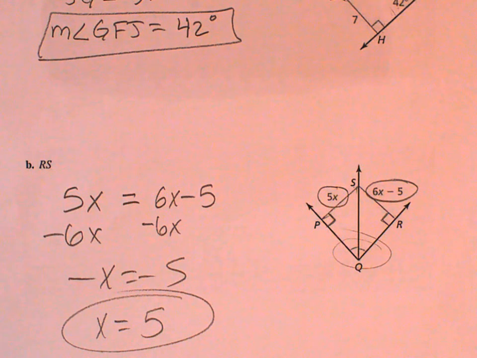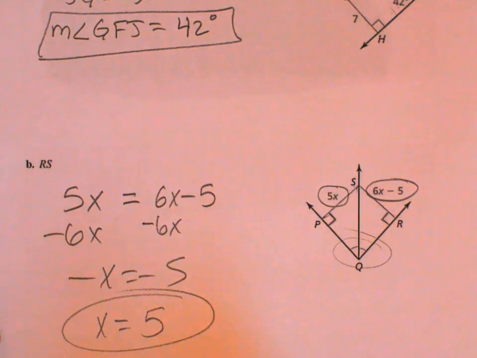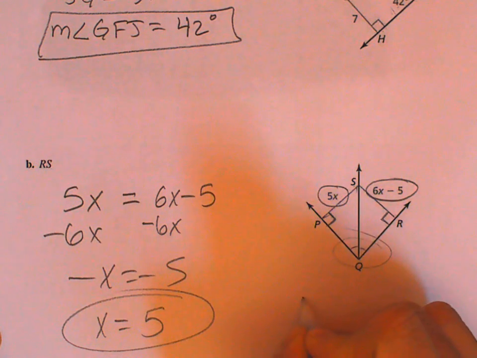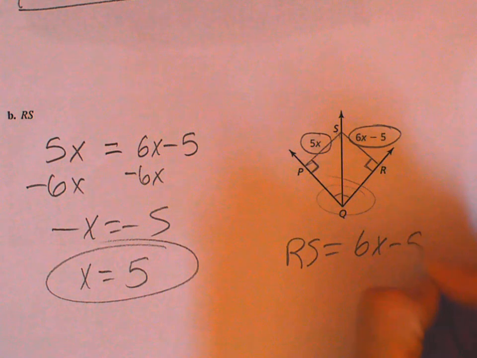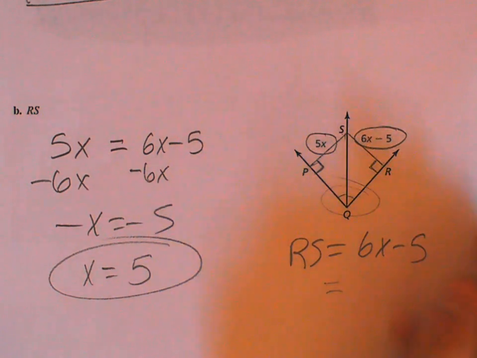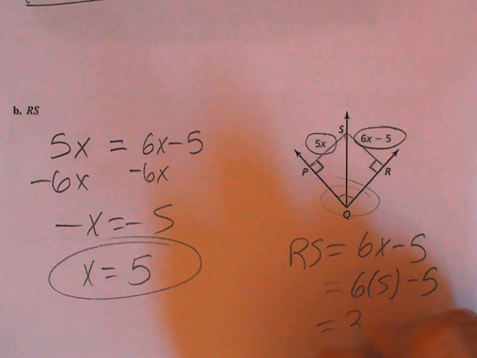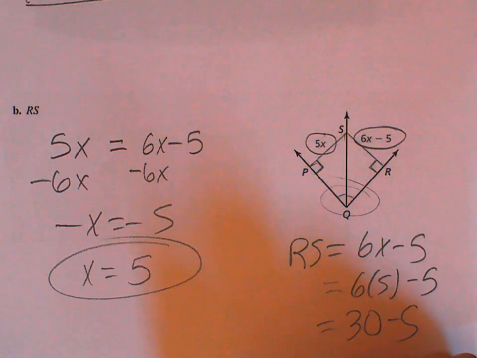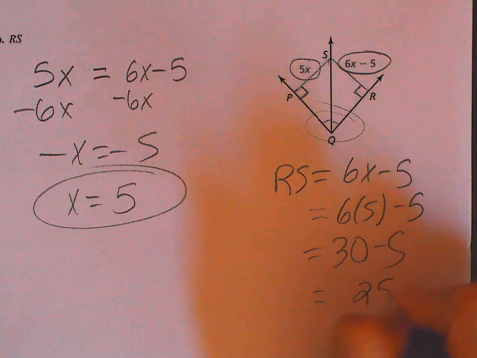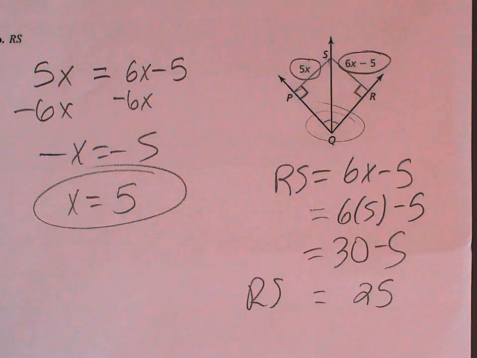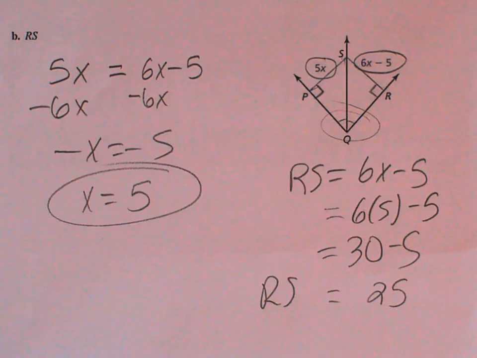What you have to do is go back and plug it into RS. Now RS and PS are the same thing, so I could really plug it into both, but I'm going to do it in RS. So RS equals 6x minus 5, which means that I'm going to substitute that value in there. 6 times 5 minus 5, that's going to give me 30 minus 5, which is 25. So RS is equal to 25.